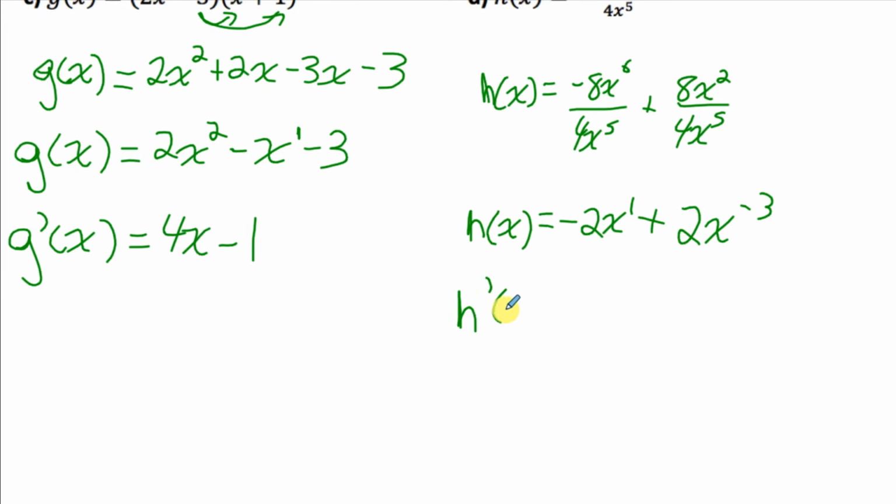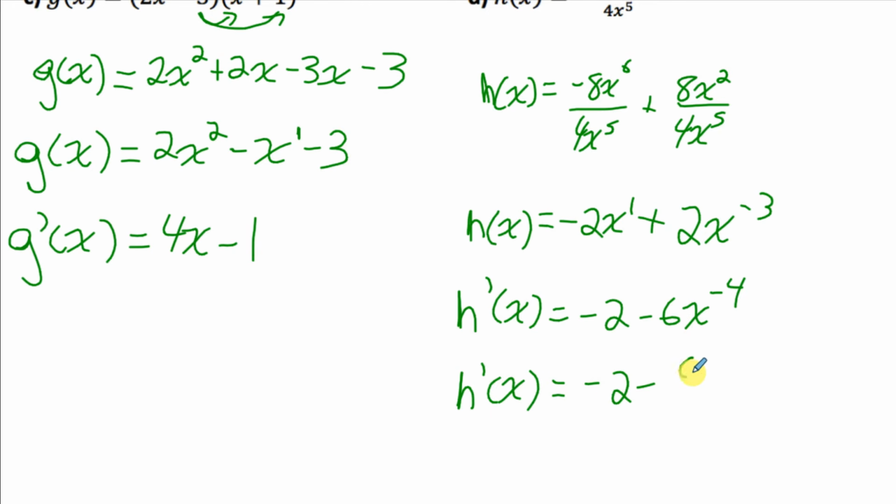So h prime of x would equal negative 2 x to the 0. I multiplied the 1 times the negative 2, and I reduced the exponent by 1. So x to the 0 means there are no x's. And then the second term, when I differentiate that term, negative 3 times 2 is negative 6. x to the, decrease the exponent by 1, it becomes negative 4. So the equation of the derivative equals negative 2 minus 6 over x to the 4.